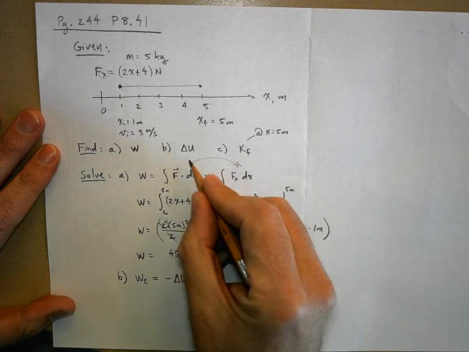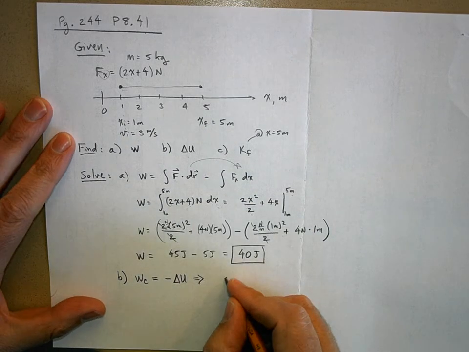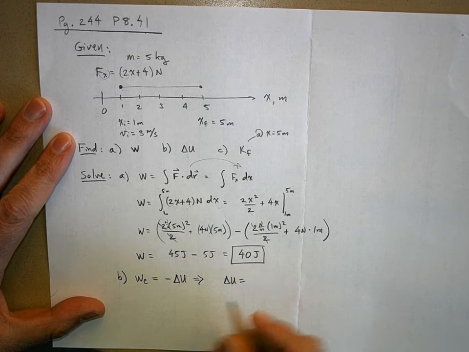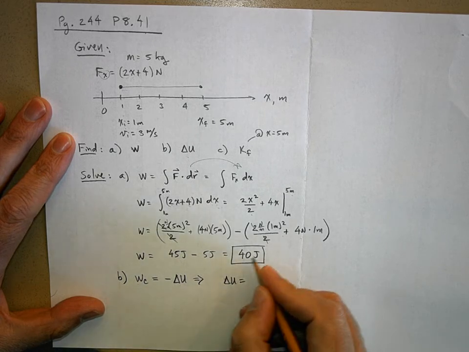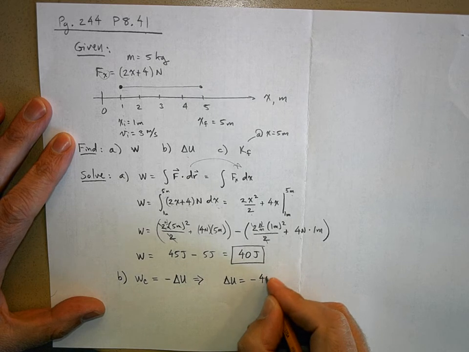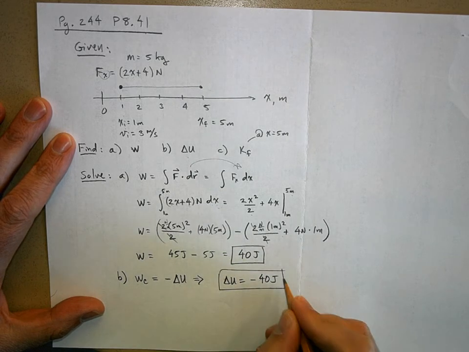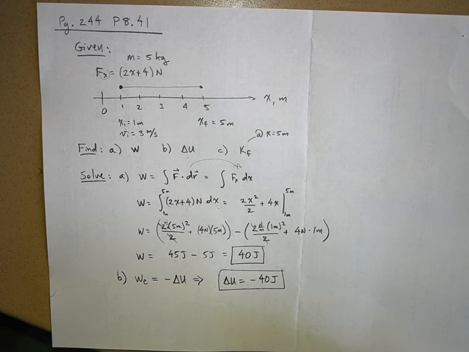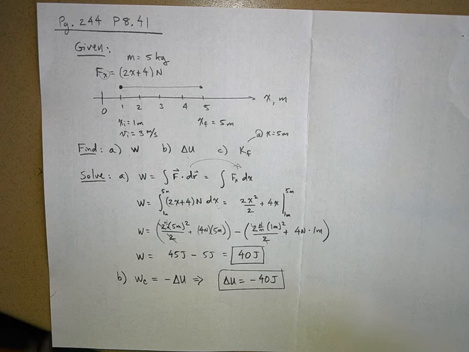So if you want to find delta U, well, delta U is equal to the negative work done by the conservative force, and so that's going to be negative 40 joules. Now, if this doesn't make sense to you, think about a spring, and really this is a spring with a little constant added to it.